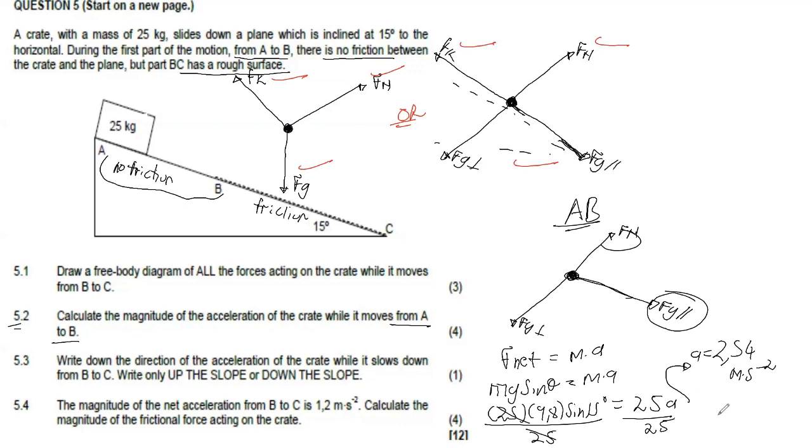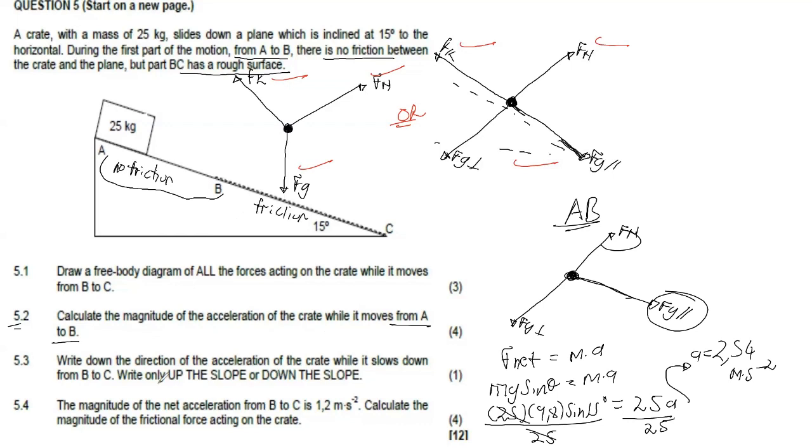Right? That's the magnitude of the acceleration while this object is moving from A to B, right? So now we do understand when it now enters part B to C, it obviously has to slow down because now here there is friction. Okay, so that's what they're asking in 5.3.